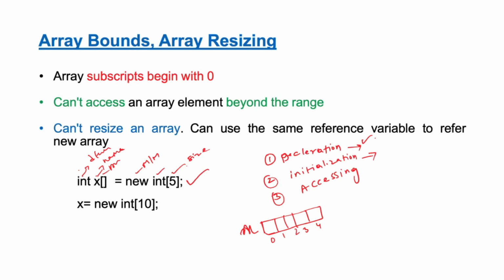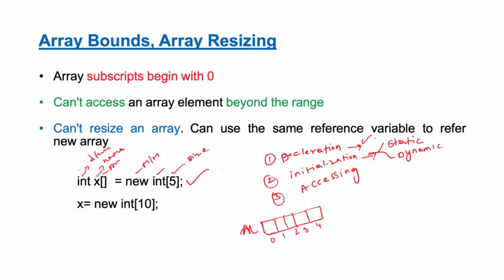But is there any data in this? There is no data in this, right? Initialization is nothing but assigning the values to these memory locations. And this initialization can be of two types. That is, first one is static initialization, and the second one is dynamic initialization, right? Static initialization and dynamic initialization.